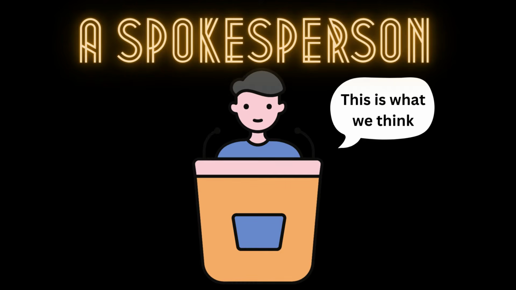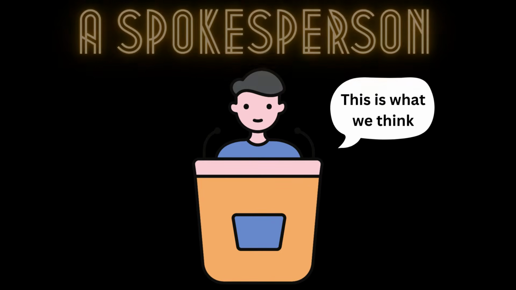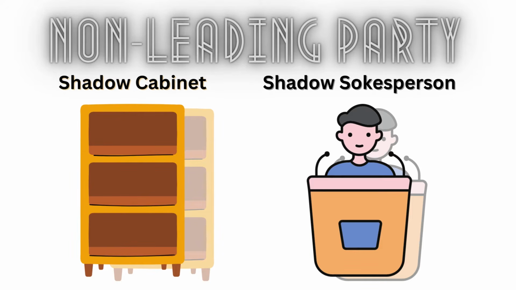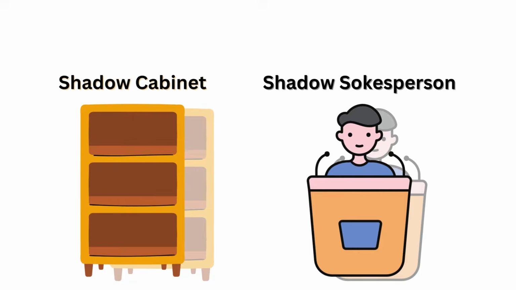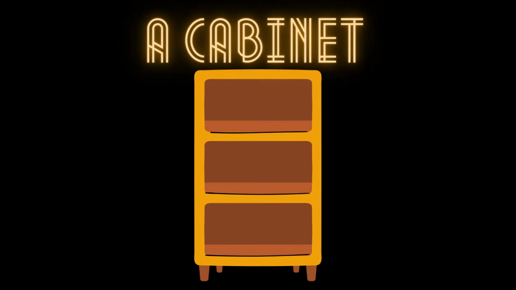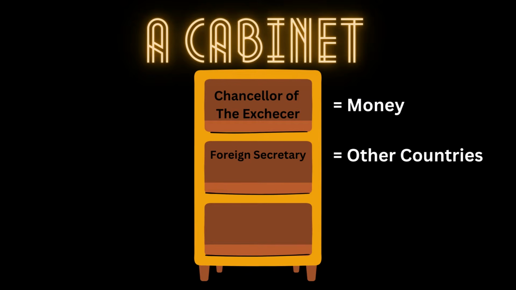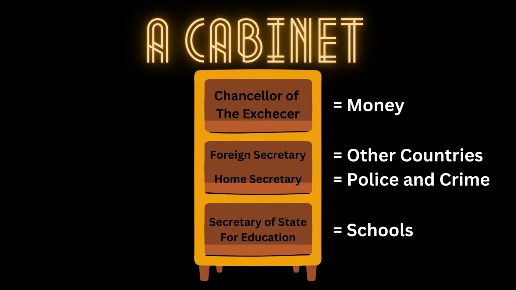The spokesperson is responsible for speaking out on behalf of the party on specific issues. In the parties that do not hold the most seats, these are called shadow positions, for example, shadow cabinet and shadow spokesperson. The cabinet for each party is made up of a number of positions, such as Chancellor of the Exchequer, who is responsible for setting out the party's economic policies, Foreign Secretary, responsible for foreign policy, Home Secretary, who's responsible for the party's law and order policies, and Secretary of State for Education, responsible for the party's educational policies. And these are just a few of the number of positions, and the positions vary depending on the party.